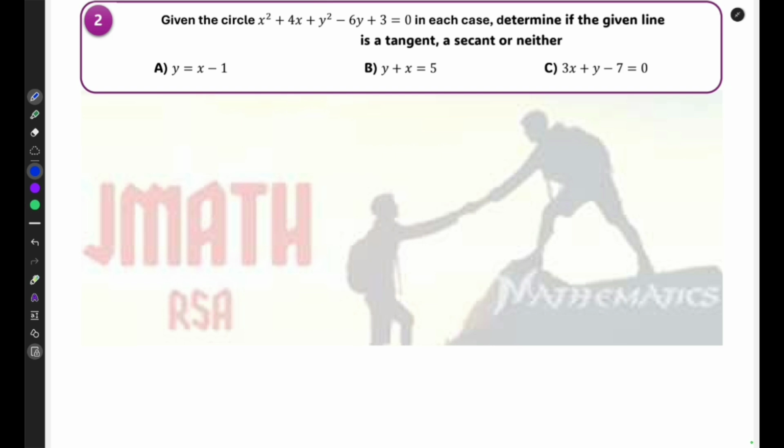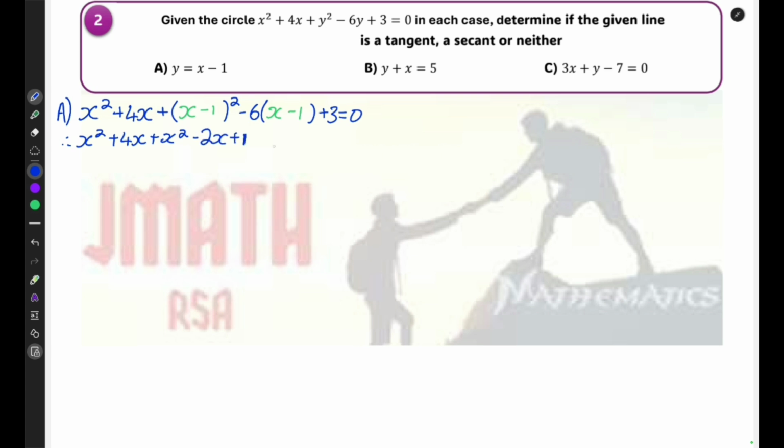For question A, I can see they gave me y equals x minus 1. I can now just sub that into both y values and then just see in the end if I get 1, 0, or 2 answers. So I can see this trinomial is not going to solve easily, so therefore I'm going to sub it into the quadratic formula and just see if I'm going to get answers.